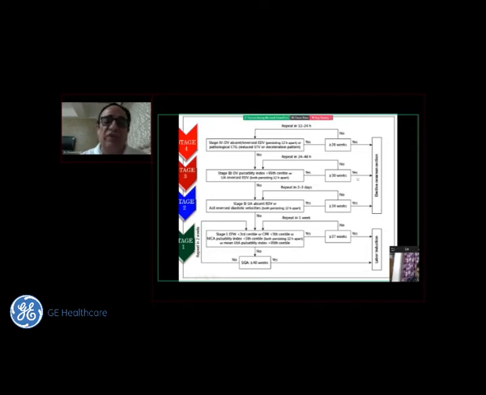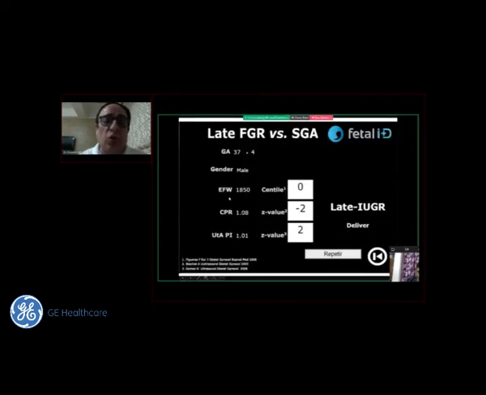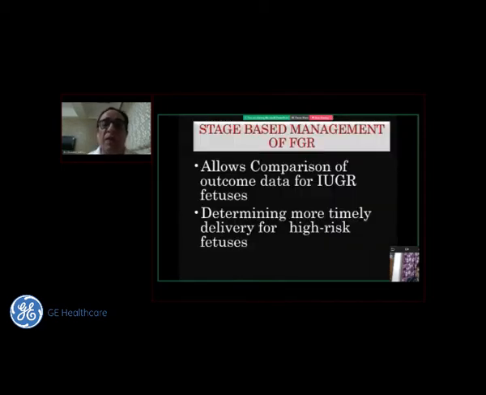And this is also put in an algorithm. I won't go through this. It's essentially what I just told you. This can all be put in a computer algorithm, and if you just go onto the Barcelona site, you put all these criteria together, and you will get the stage, and it will tell you whether this is late FGR, and it will also tell you whether to deliver or not. It will give you the percentiles, and this is what we generally use. It's very, very useful.